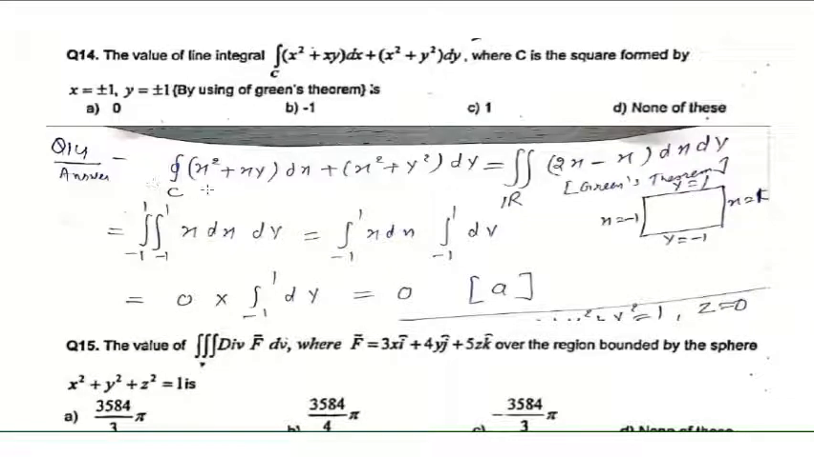So how to apply that Green's theorem? The derivative of this with respect to x is 2x, and the derivative of this with respect to y is only x. So 2x minus x will become what? Only x. So limits are x from minus 1 to 1 and y from minus 1 to 1, left curve to right curve, lower curve to upper curve. As both the limits are constant, inside you can separate the integrals. It is x dx times the integral of dy. It is an odd function. For an odd function, if the limit is from negative to positive, that integral is 0. So 0 into something, the answer is 0. So option A is the correct option.